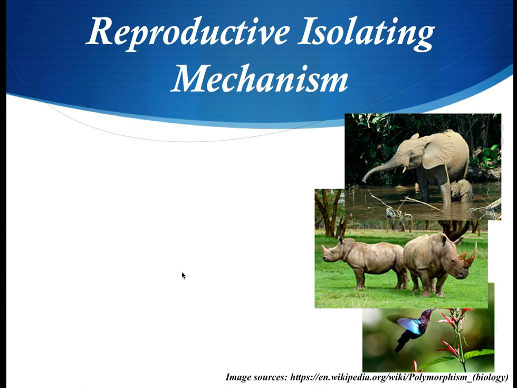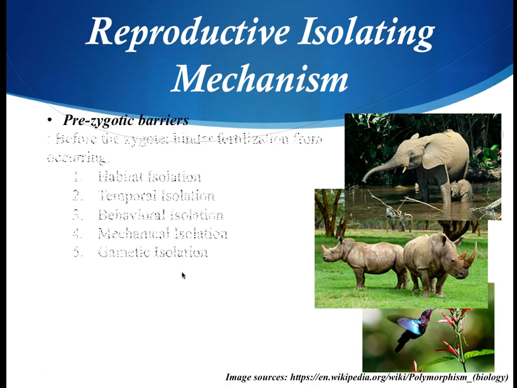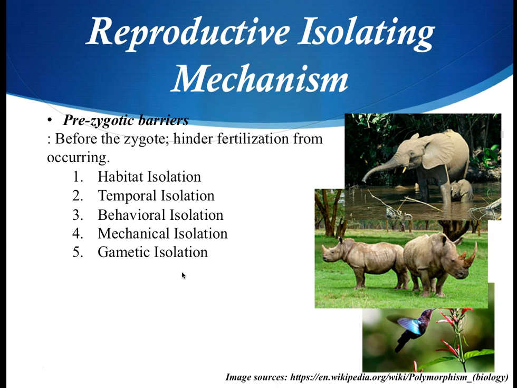Like I said, there are reproductive isolating mechanisms. First one is prezygotic barriers. It is before the formation of the zygote, which hinders fertilization from happening. There are 5 examples of prezygotic barriers. First one is habitat isolation, then temporal isolation, mechanical, behavioral, and gametic.